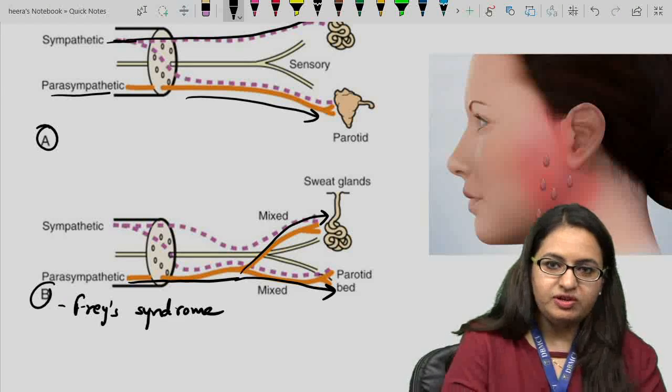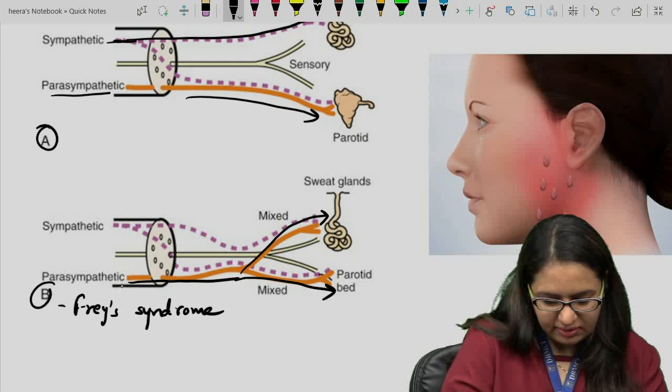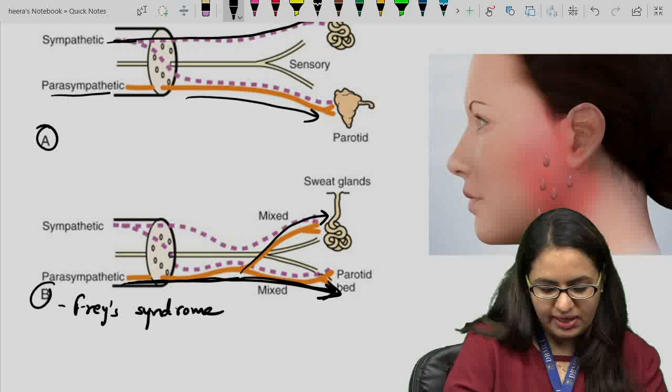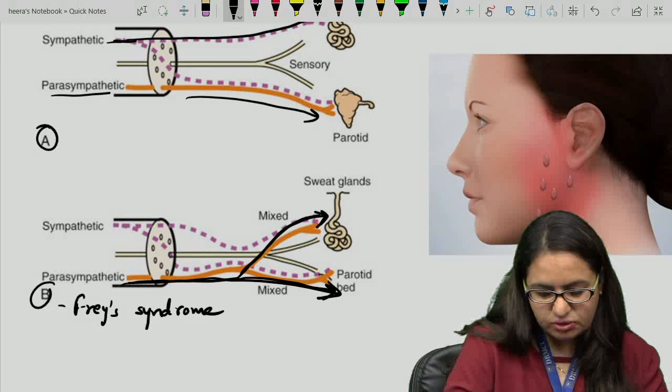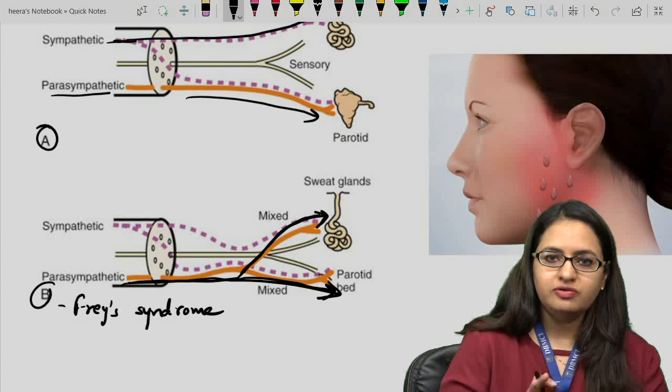So when we eat something, the parasympathetic fibers are stimulated and the stimulus goes to the parotid gland for the secretion of saliva, and along with that the stimulus is going to the sweat glands also, due to which sweating can be observed in the area of distribution of the great auricular nerve.